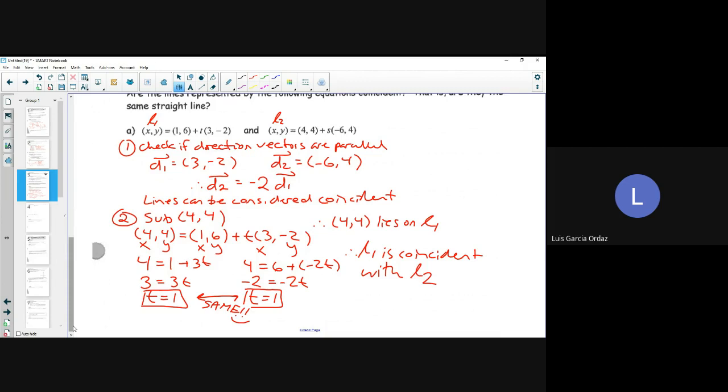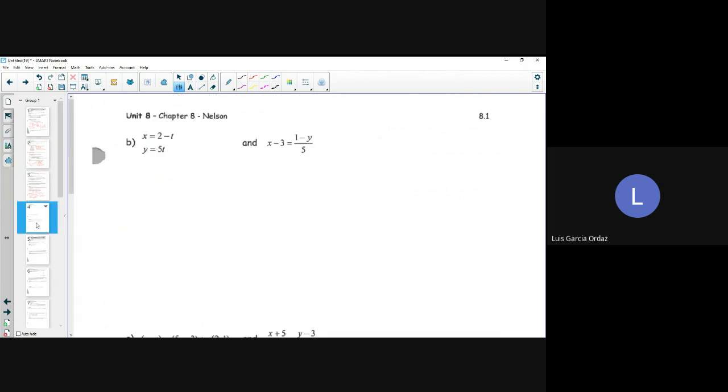So now we're going to do a couple more examples. Now we have x equal to 2 minus t and y equal to 5t. This is a parametric equation. And then we have x minus 3 is equal to 1 minus y over 5, and this is considered to be symmetric.